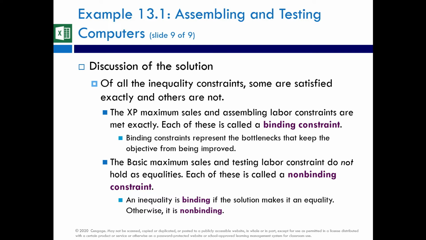Discussion of the solution. Of all the inequality constraints, some are satisfied exactly and others are not. The XP maximum sales and assembly labor constraints are met exactly. Each of these is called a binding constraint. Binding constraints represent the bottleneck that keeps the objective from being improved.